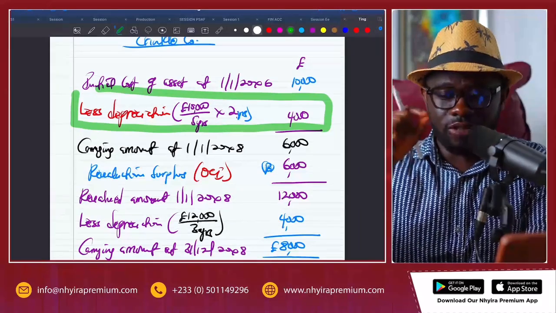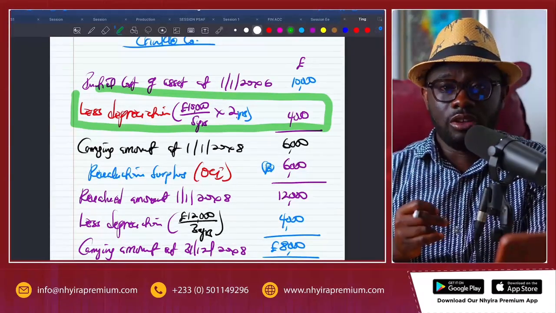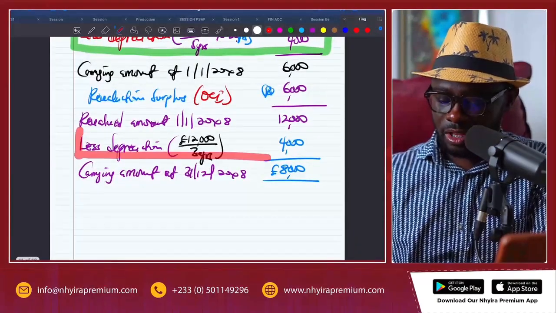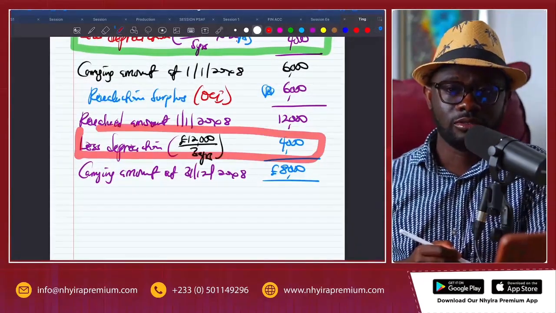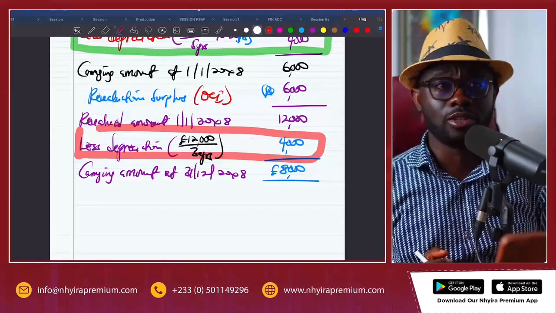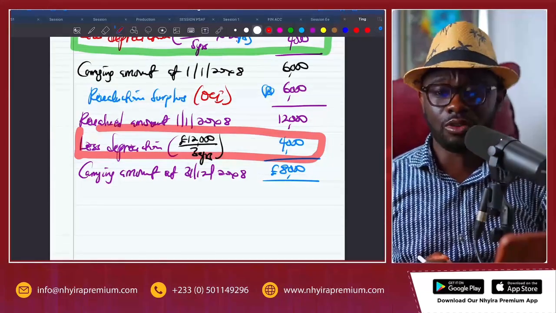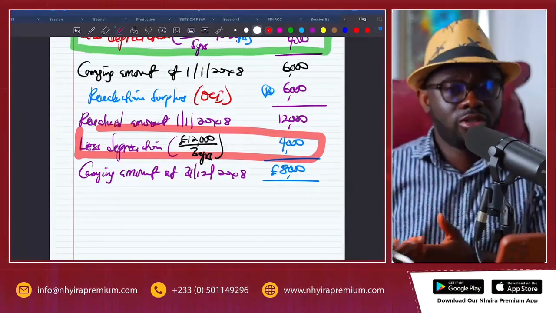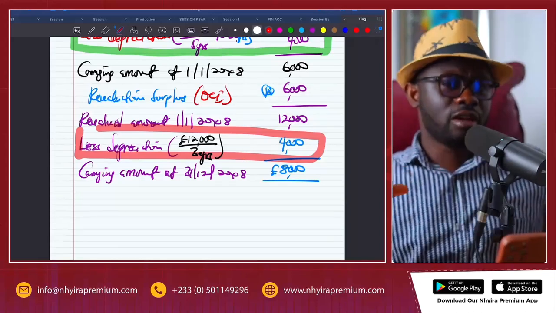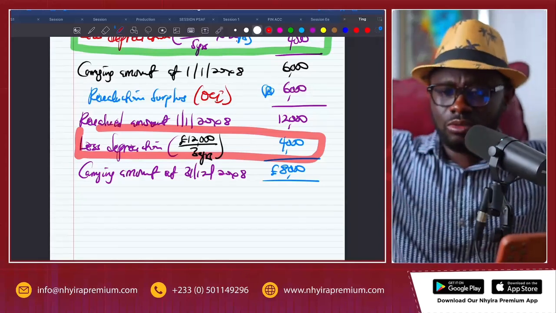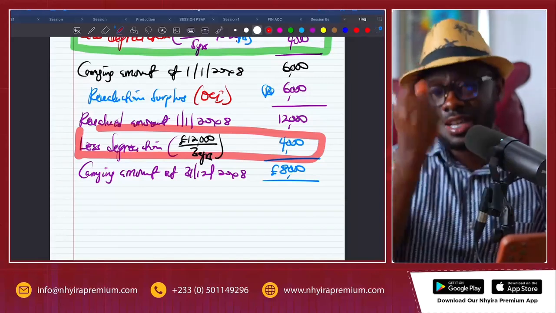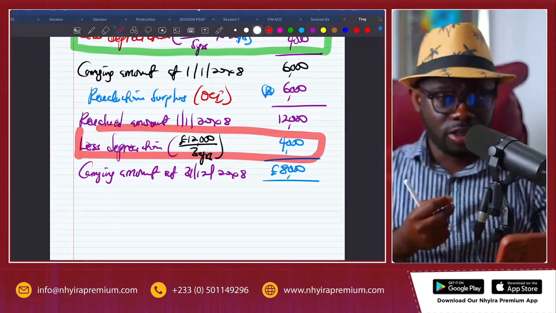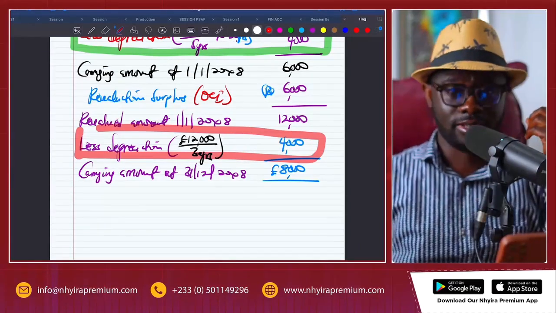Because each year we charge a depreciation of 2,000. But after the revaluation, the depreciation for 1 year was 4,000. Now, depreciation is an expense, and so what it means is that the profit is going to reduce. It means shareholders will not have a lot of amounts payable to them as dividend. And so sometimes an entity may elect to transfer the excess depreciation arising from the revaluation surplus account to the retained earnings.